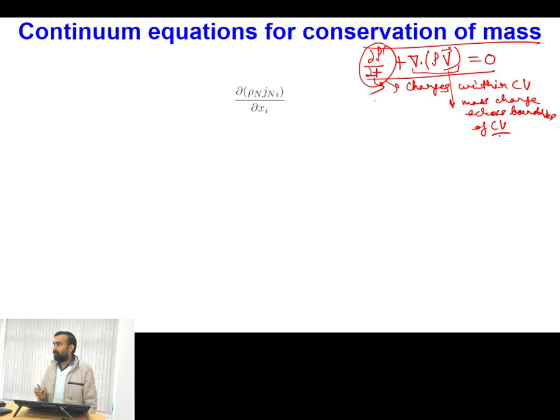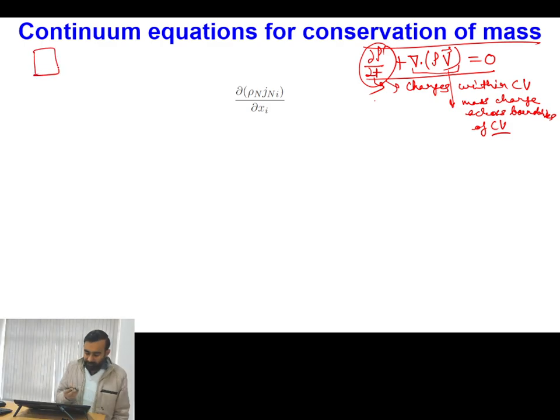Is this point clear? In your control volume there can be some generation of mass if you have some mass source present. So whatever loss or generation there is within the control volume is represented by the first term. The other possibility is that some mass is entering here, some is going out, some is entering here, some is going out. So whatever the net mass change across the boundaries of the control volume is, that is given by the second term. Is this clear?